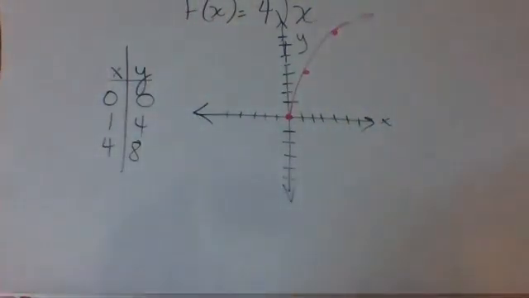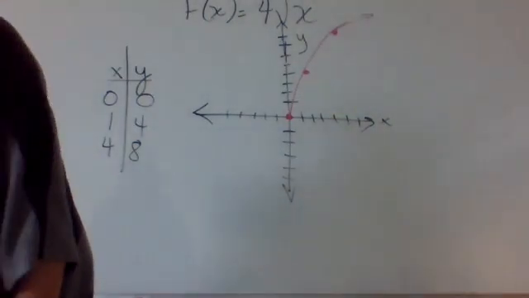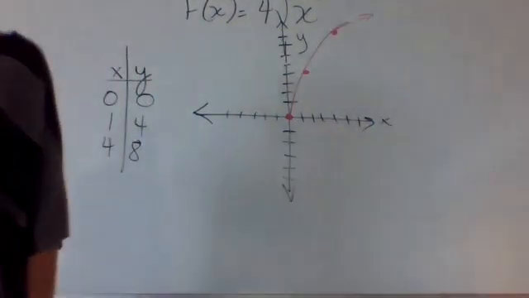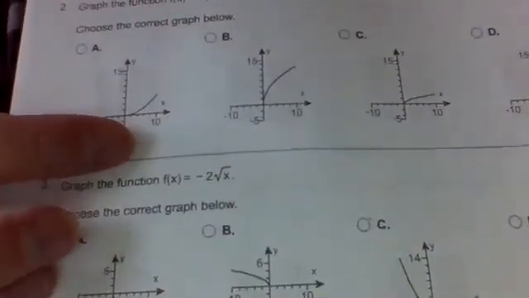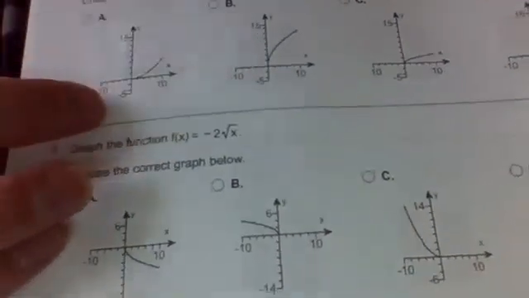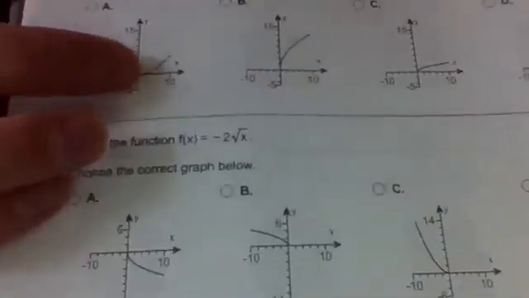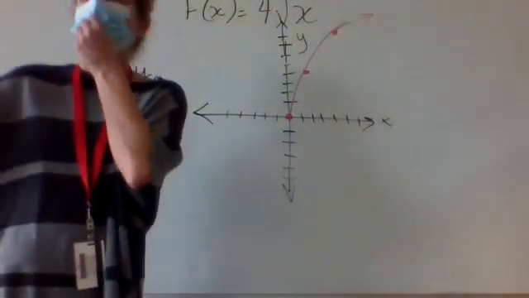So this is multiple choice. Now let me tell you something about these multiple choice graphs. If you'll notice on all of them, your x-axis goes by 2's to positive 10 and negative 10. Your y-axis, what does it go by? It goes by 2's, but it goes to 15.